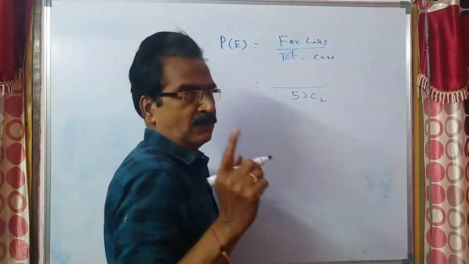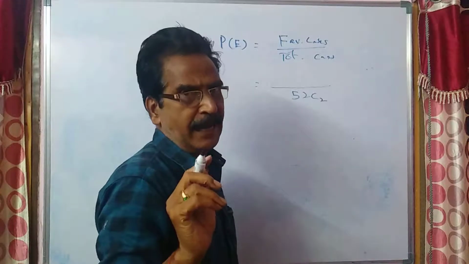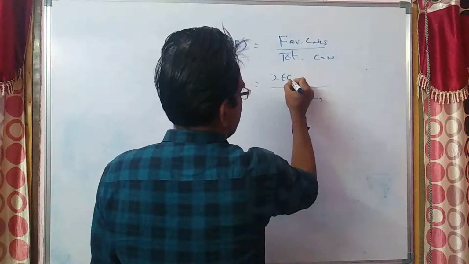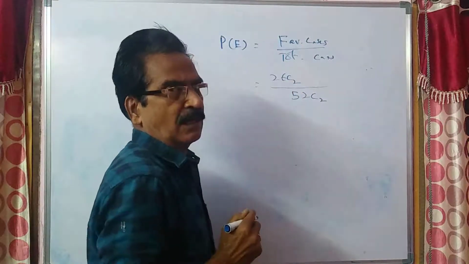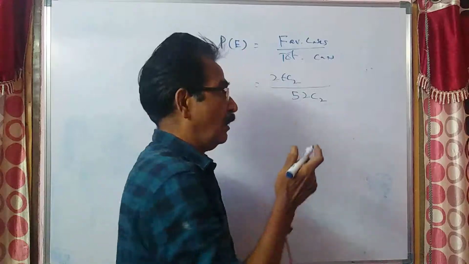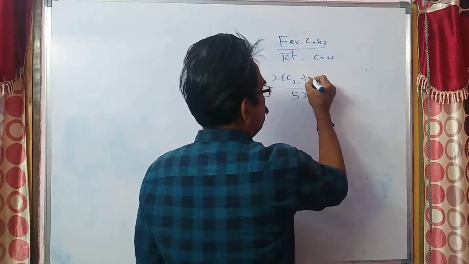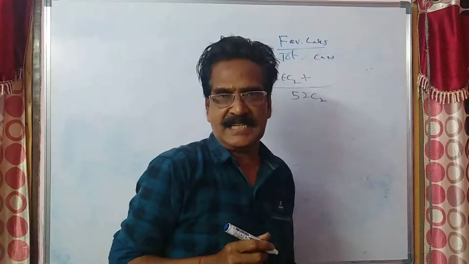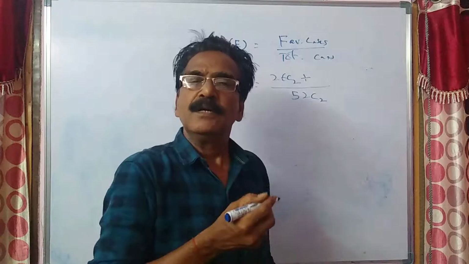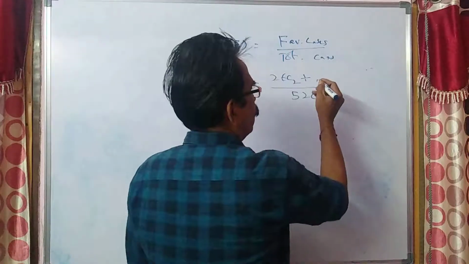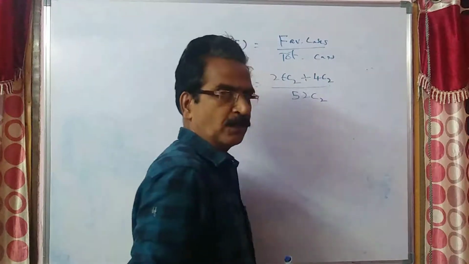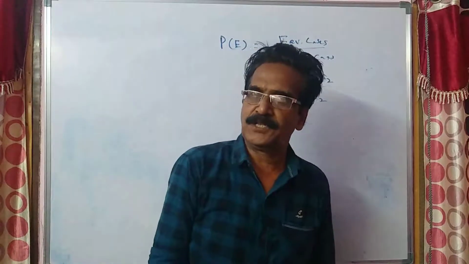See, you will have 26 black cards. So in how many ways can two cards be drawn from 26 cards? 26C2. Or two cards queens. 4 queens are there. So two cards from 4 cards, that is 4C2. 26C2 plus 4C2.